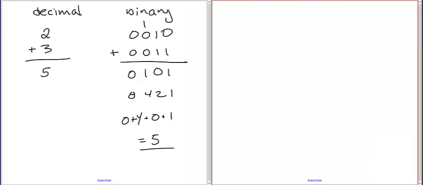Okay, let's look at another example. You guys are smart, so I'm sure you'll be able to figure this out once I just do a few examples for you.